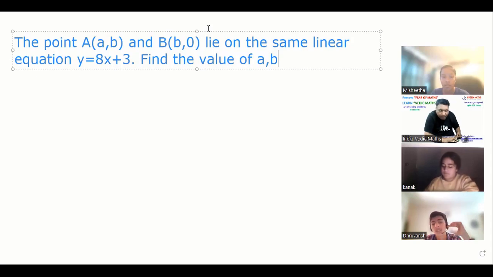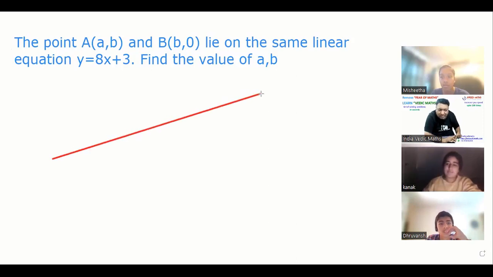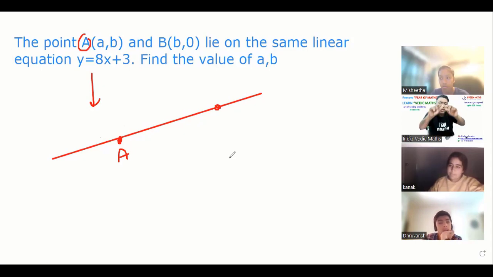Y equal to 8x plus 3 is a straight line. So let's say this is the straight line, y equal to 8x plus 3. We don't have to draw it. This is the graph of the straight line. Now what they are saying is that point A is somewhere on the line, and point B is also somewhere. So you have to find out the coordinates or the value, correct? Some line is there, some points are there, find out the value of that.